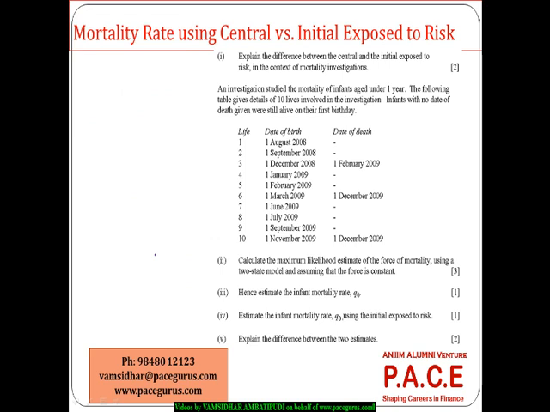Alright. So let's look at a simple numerical which will address all these things. An investigation studied the mortality of infants aged under 1 year. Okay, so they are all age zero. So I am more interested in finding Q zero and mu zero. The following table gives details of 10 lives involved in the investigation. Infants with no date of death were still alive on their first birthday. So out of the 10 lives which we have observed, 3 of them have died during these time periods, right?